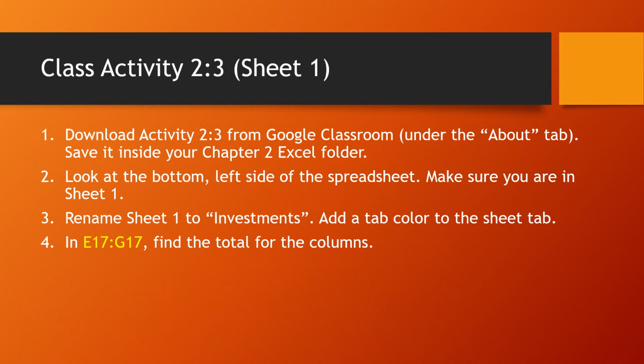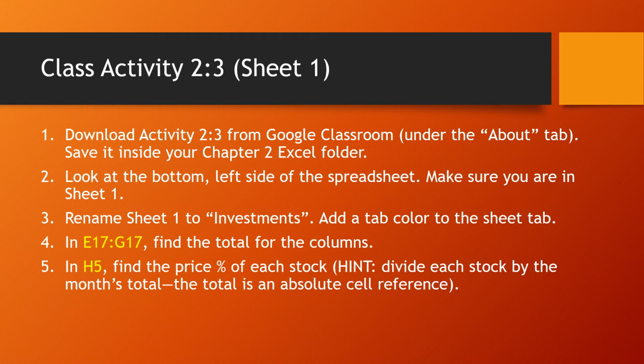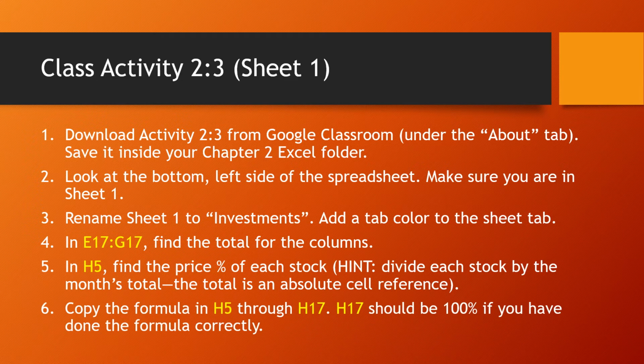In E17 through G17, find the total for the columns. In H5, find the percentage of each stock. Hint, divide each stock by the month's total. The total is an absolute cell reference. 6. Copy the formula in H5 through H17 using the fill handle. H17 should be 100% if you have done the formula correctly.